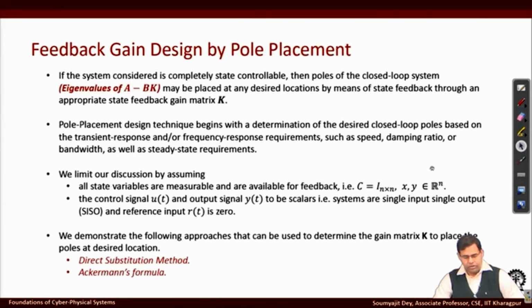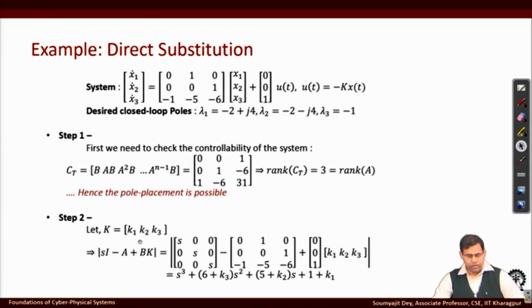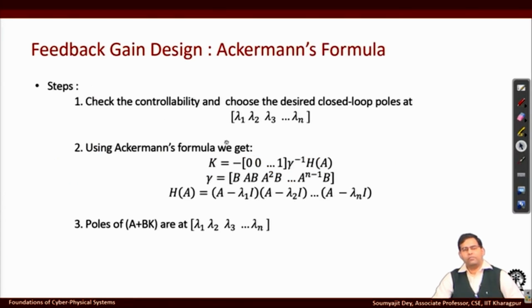Just to summarize, all we did was we are thinking of this target system A minus BK. For this target system, we created the symbolic characteristic equation, and we equated that with the form that we desire it to be in, which was this, and then we just equated coefficients, and from these coefficients we calculated what the control gain values should be. So that's about it.